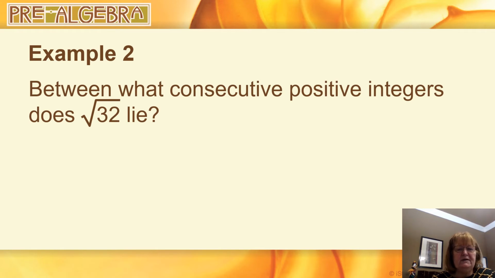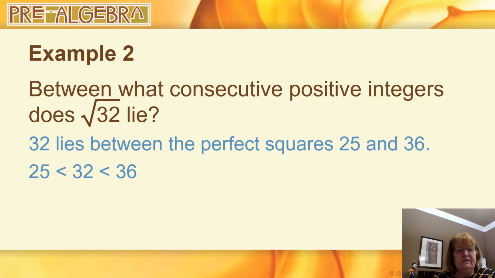Example: between what two consecutive positive integers does the square root of 32 lie? Is 32 a perfect square? If you plug that into your calculator, you'll find out no, that's not a perfect square. It lies between the perfect squares of 25 and 36, because 25 is less than 32, but 32 is less than 36. So the square root of 32 lies between the square roots of 25 and 36. Keep that in mind.